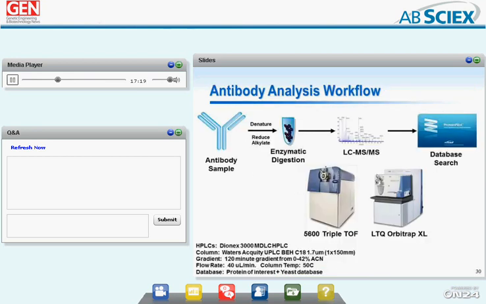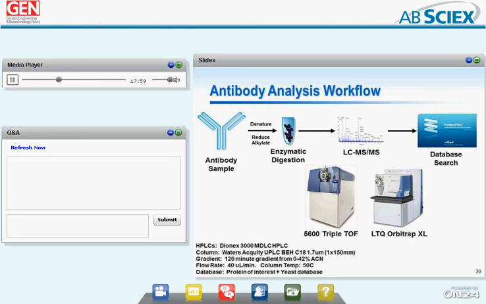So we'll go ahead and subject our antibody sample to our antibody analysis workflow, and it just starts by simply denaturing our antibody, reducing it, alkylating it. In this case, we used iodoacetamide. We do a trypsin enzyme digestion and subject the peptides to LC-MS-MS analysis, and we then search our database using Protein Pilot. We have two instruments in our laboratory: a 5600 TripleTOF and an older LTQ Orbitrap XL. Our HPLC is a typical standard HPLC with a Waters UPLC BEH C18 column.